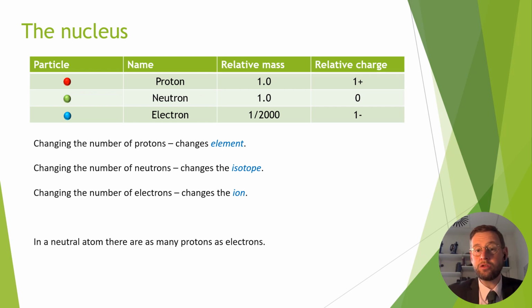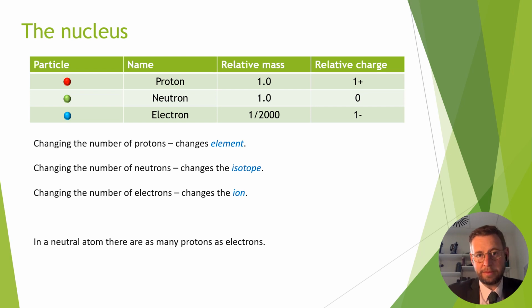If we look at the charge, well, a proton has a charge, we say, of +1, and the electron has a charge of exactly -1, so that the charges would cancel out if I had a proton and an electron. The neutron has no charge.